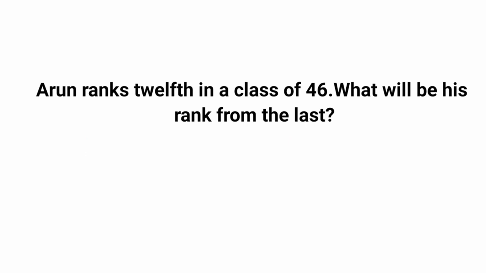This is one method. Second method is the shortcut method. That is, if the total number of students and the position from one side is given, then to find the position from the other side, what you have to do is just subtract the values which are given in the question, that is total minus position from one side. You have to subtract it, then add 1 to it. So total number of students is 46 minus position of Arun from one side is given as 12. So 46 minus 12, then add 1 to it. So we will get it as 34 plus 1, 35 as the answer.